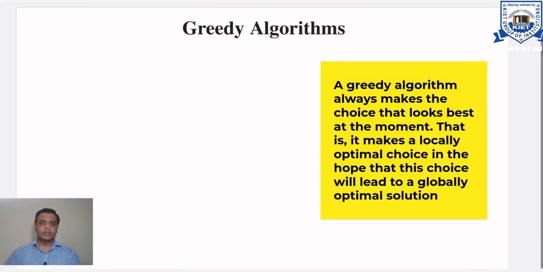Hello, and in this lecture we are going to study what a greedy algorithm is and some of its applications. As mentioned in the Cormen book, a greedy algorithm always makes the choice that looks best at the moment. That is, it makes a locally optimal choice in the hope that this choice will lead to a globally optimal solution. Now what does it mean?